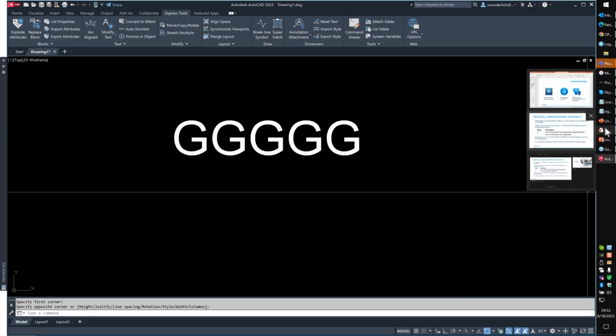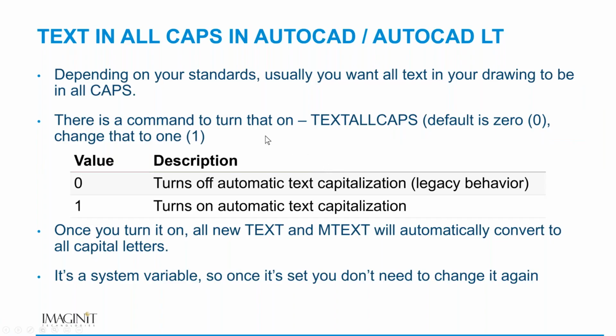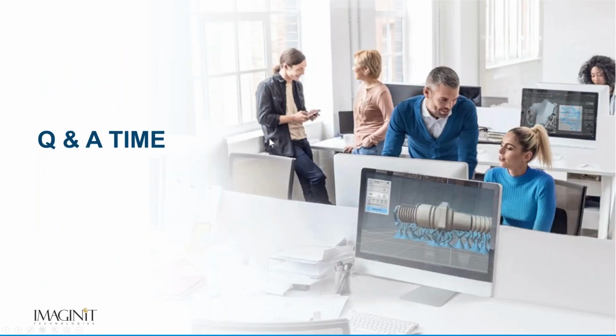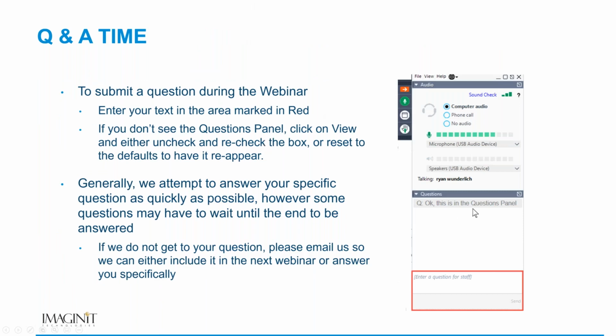All right, you guys have had some great questions. So that's turning on text in all caps. Now it's Q&A time. Submit your questions in the question box. Obviously, some of you have been doing that quite well. Basically, what we're going to do at this point is a free-for-all. Ask your questions.